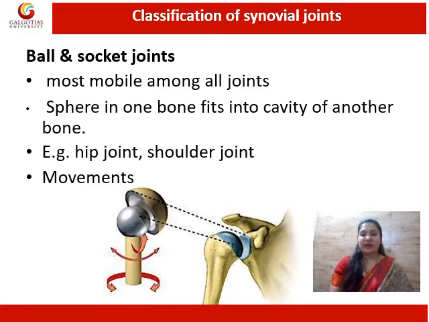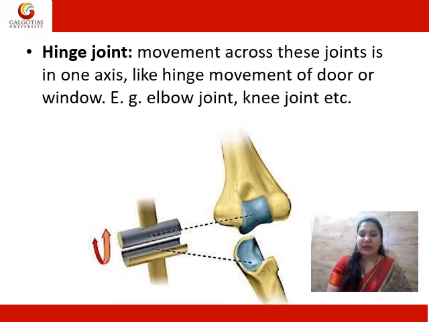In the classification of synovial joints, the first type is ball and socket, which is the most mobile among all joints. The sphere of one bone fits into the cavity of another bone. The hip joint and the shoulder joint are the typical classical examples. Hinge joints move in one axis, like the hinge movement of a door or window. The elbow joint or knee joint is an example.